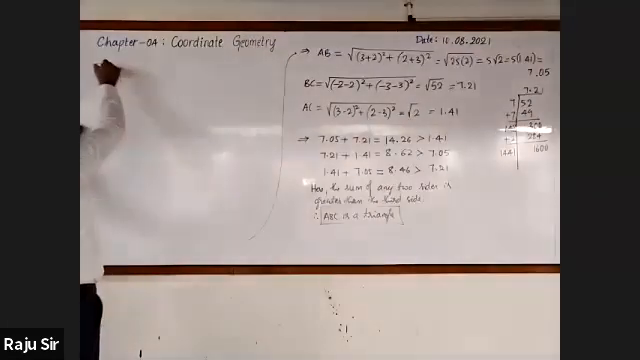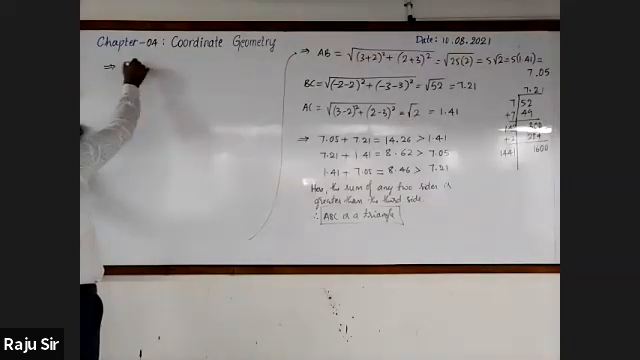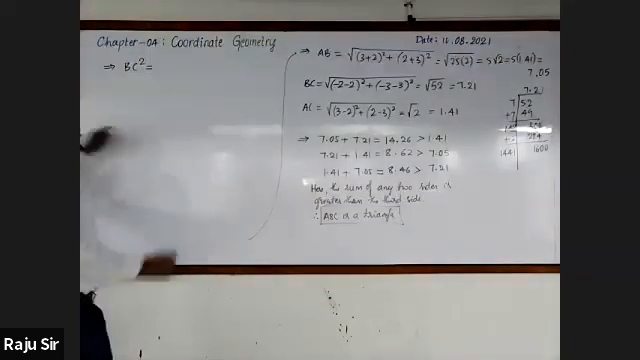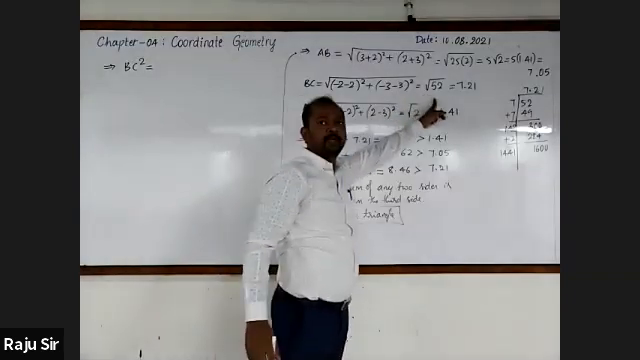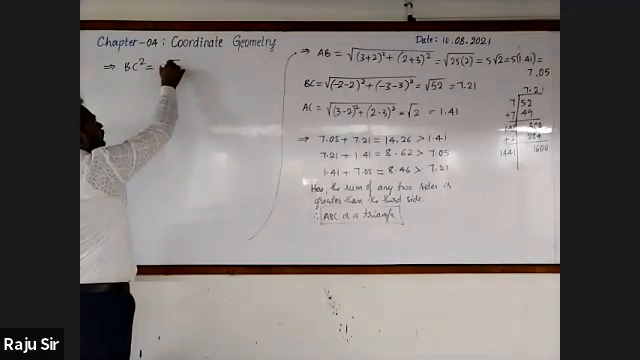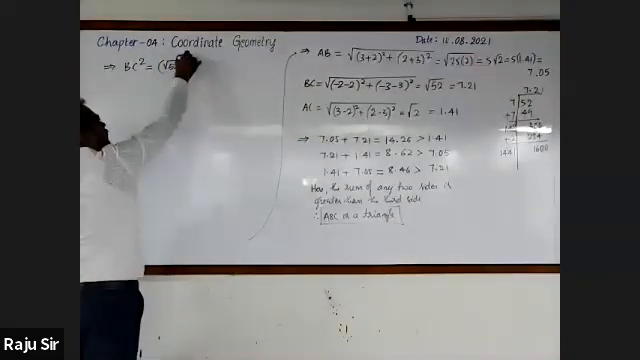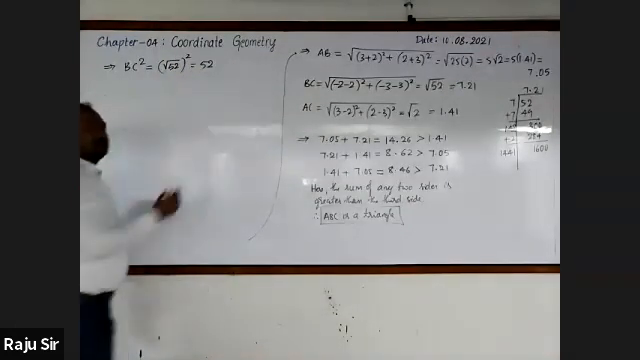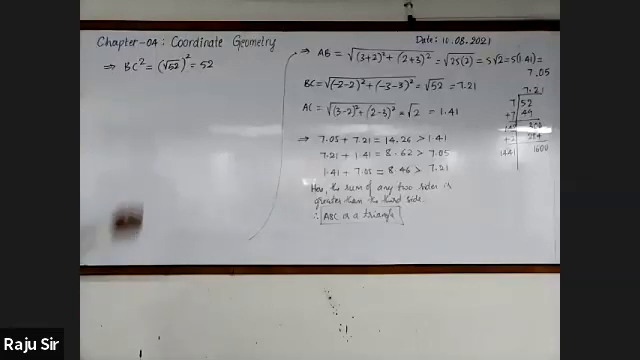It is BC square. BC is root 52, I want to take 7.21. Root 52 whole square, how much is it? 52 units.